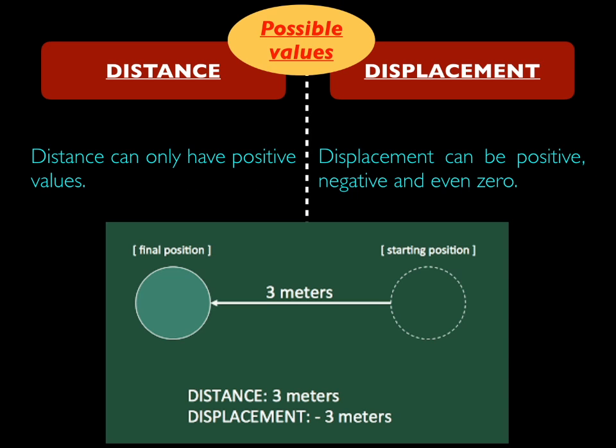The next difference is possible values. The distance can only have positive values as it does not depend upon the direction, whereas the displacement can be positive, negative, and even zero.